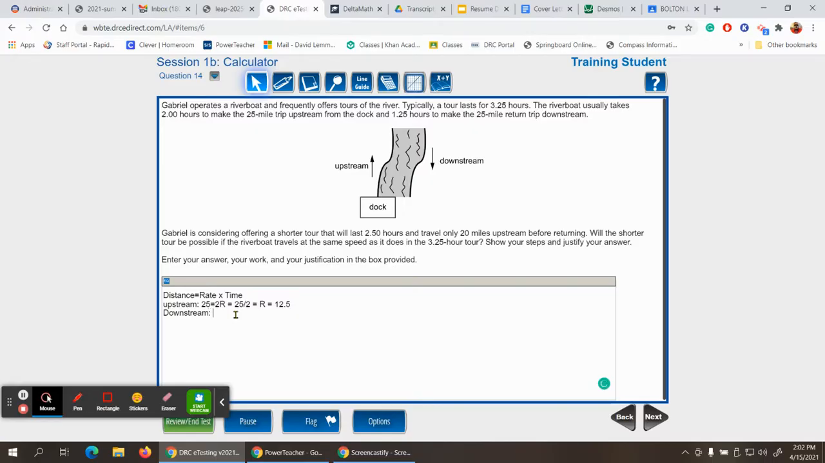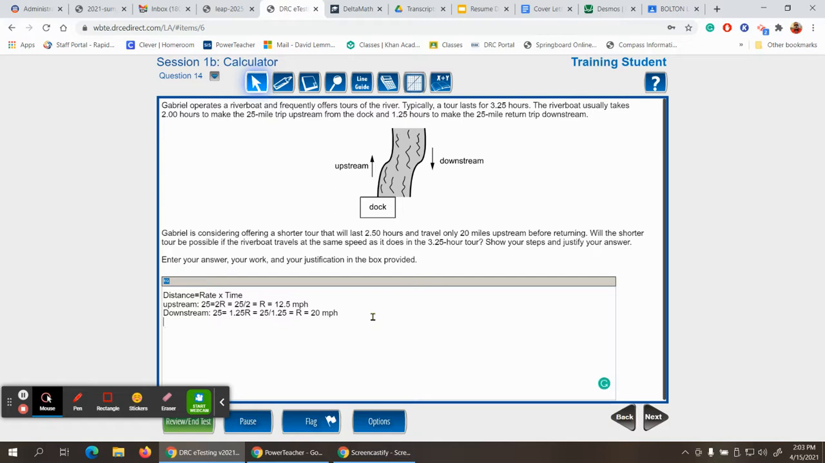Downstream, again, we're still going 25 miles, and that equals 1.25 times the rate. Which is equal to 25 divided by 1.25, that equals R, which is 20 miles per hour. So this is going 20 miles per hour. That means the boat coming back downstream, probably with the current, is going 20 miles per hour. So now I have to look at what does he want to do?